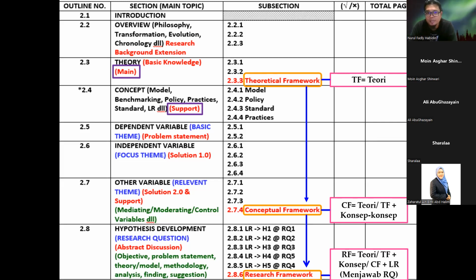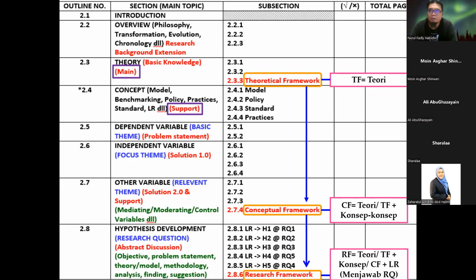Also, we need to support. In research, main and support, we need to work together. So you have discussed the basic knowledge. So now, support knowledge. We can also call that theory and concept.